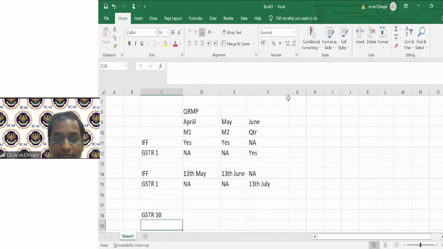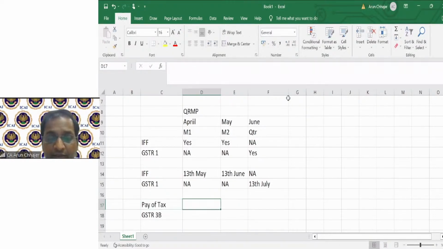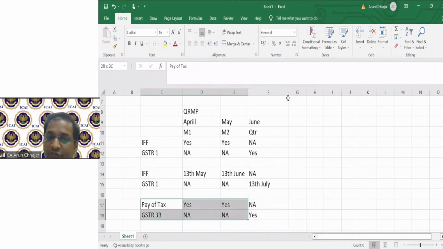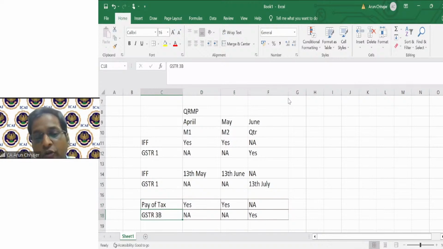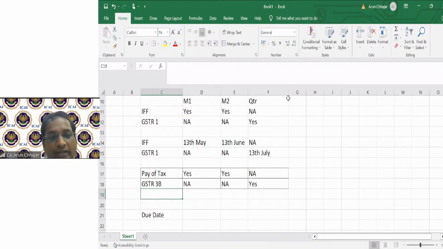GSTR 3B and payment of tax. What is the due date for the payment of the taxes? Do I need to pay? Yes. I can simply say the same thing. I can copy paste. Correct. Pay the taxes on monthly basis, and on the last you are not required to pay through PMT 06 separately, but yes, along with GSTR 3B. Now, what is the due date? The due date for M1, क्या due date होगा?